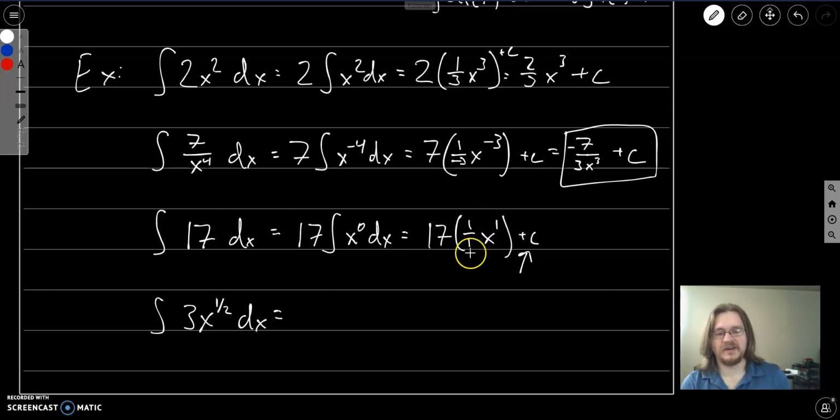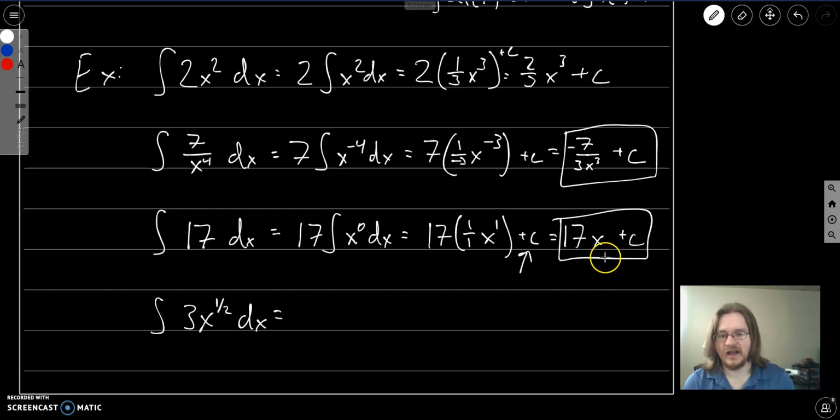And then 1 divided by 1 is just 1, times anything is just that thing. So this is going to be 17 x to the 1st power, which is just 17x plus c. So the integral of a constant we can see is just going to be that constant times x. So it's pretty easy to just skip from the first line to the last line. The integral of a constant by itself is just going to be that constant times x plus c.